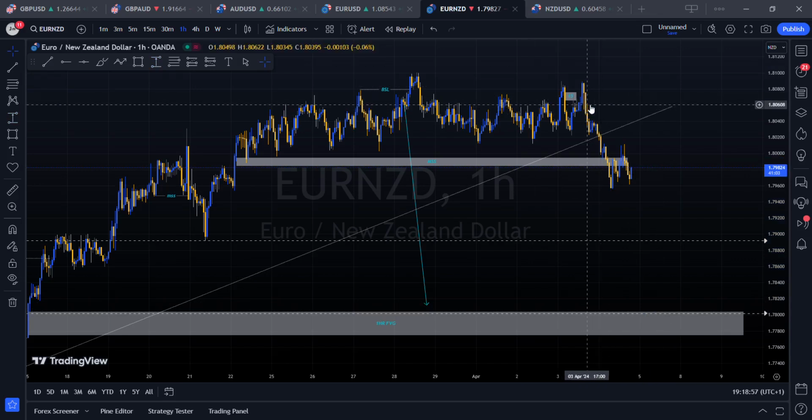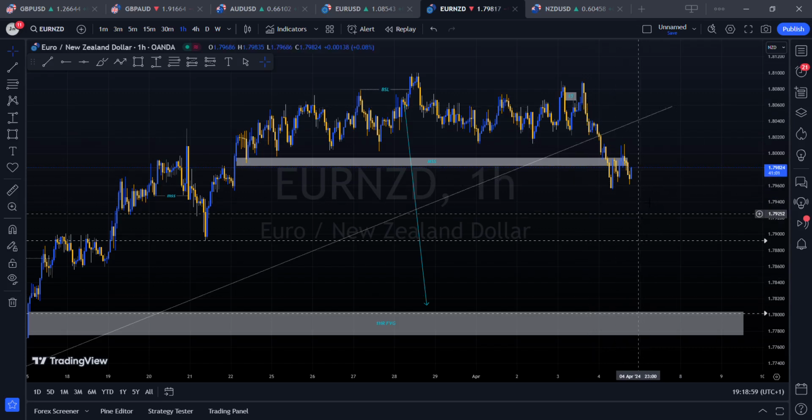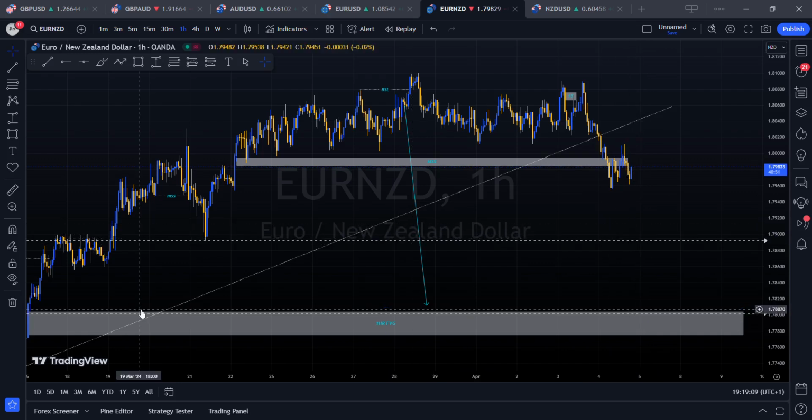Right, so I entered from here. I'm anticipating from where the price is right now, the current market price, 180 pips to drop before it pumps up again. The reason is because it has been rallying and on an uptrend, and it's losing momentum.